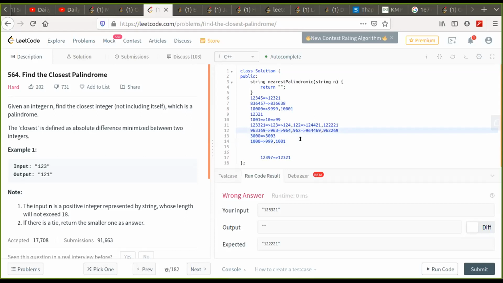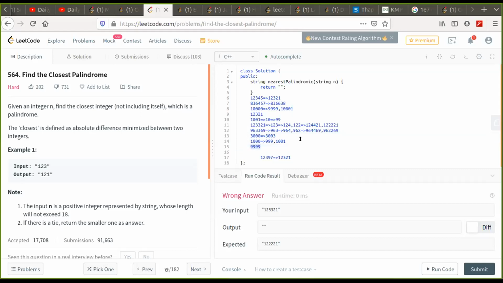Will it work for odd numbers of digits? For the palindrome number with odd digits? No, I guess he's asking about a normal number. Yeah, it will work. We have taken two examples here. This has 5 digits, and after replicating the first half, it gives me 1, 2, 3, 2, 1. We just need to change it for 9,999. Actually, it's given that you'll not exceed 18 digits.